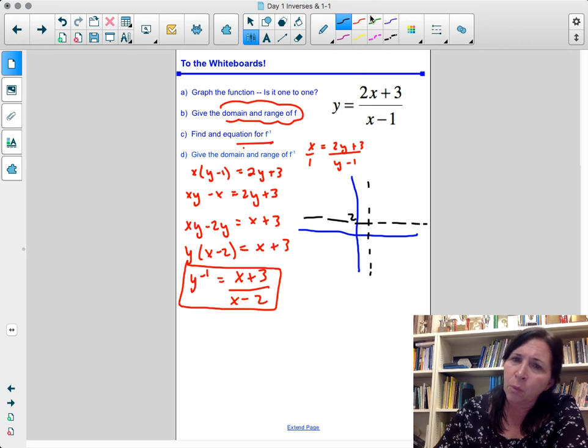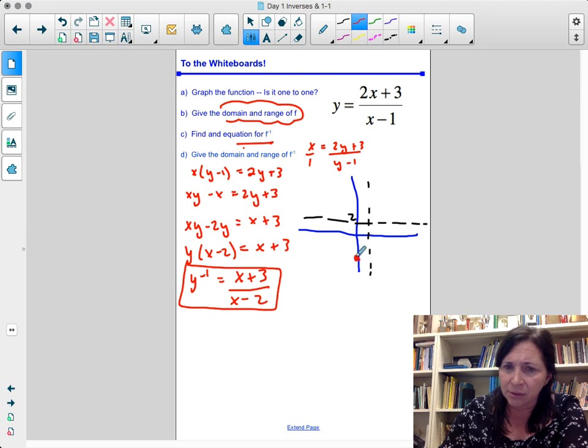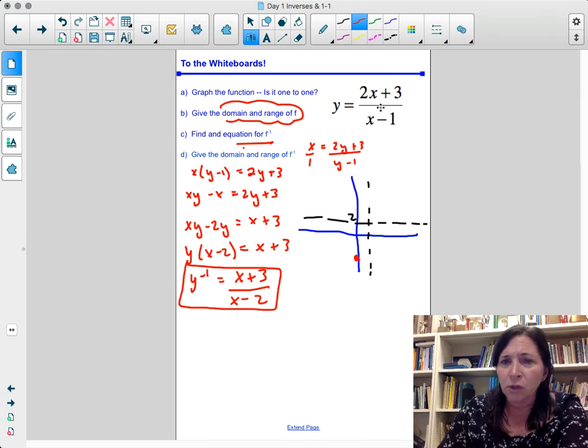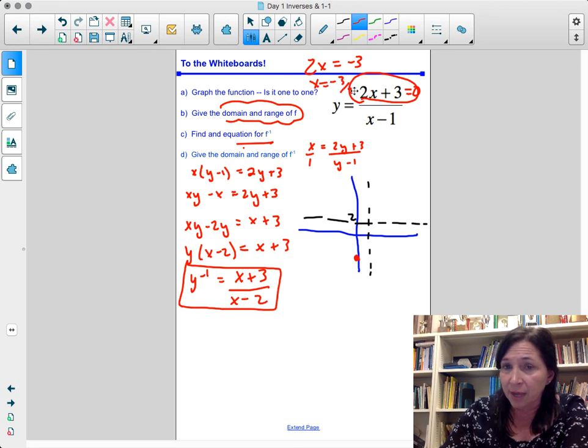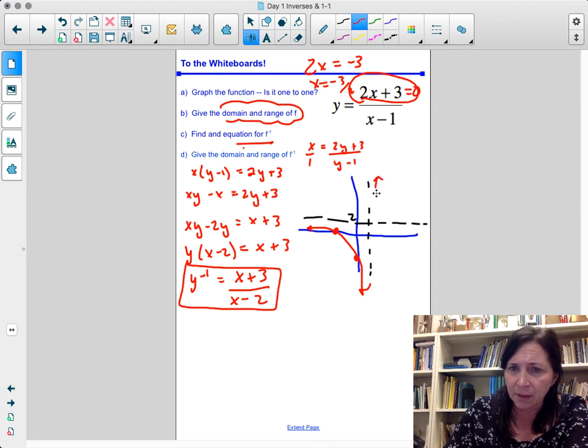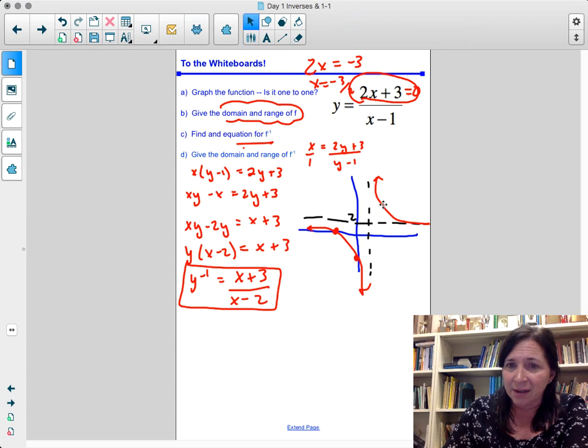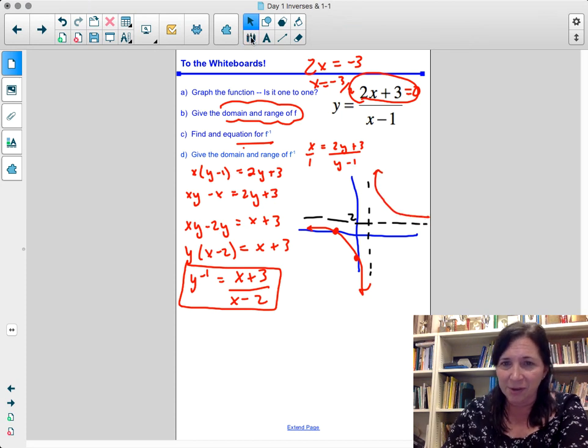Looking at my y-intercept, it's going to be at -3, so (0, -3). For my x-intercept, I set this equal to 0 and I get 2x equals -3, so x equals -3/2, which gives me -1.5, which is here. That's going to give me a graph that does this, like that, and like this. All right, so let's move that up.